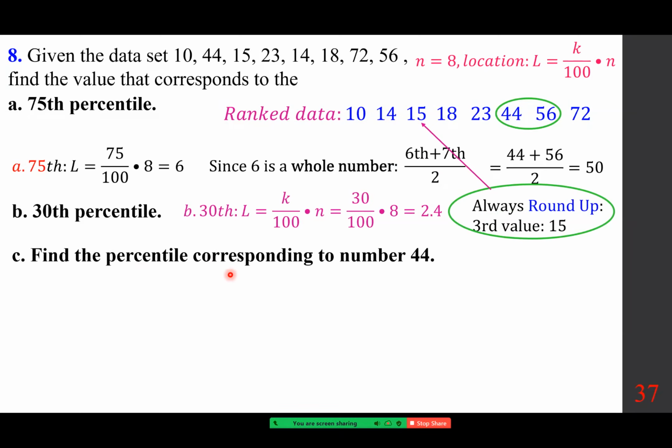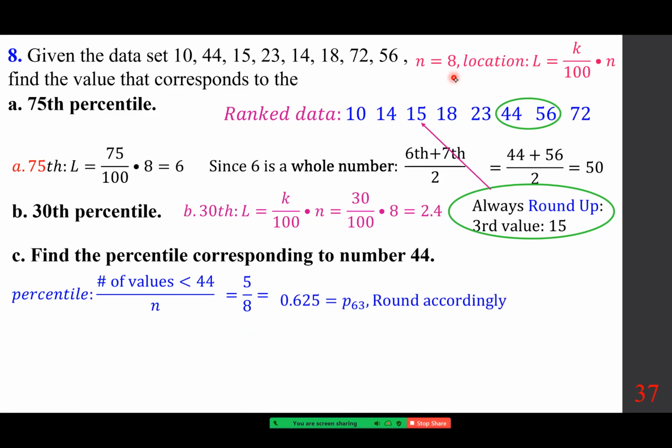Find the percentile corresponding to number 44. So you're going to locate number 44, look at the number of values that are less than that, and divide by N. So the number of values less than 44: 1, 2, 3, 4, 5. There are 5 pieces of data less than 44. You divide it by 8.